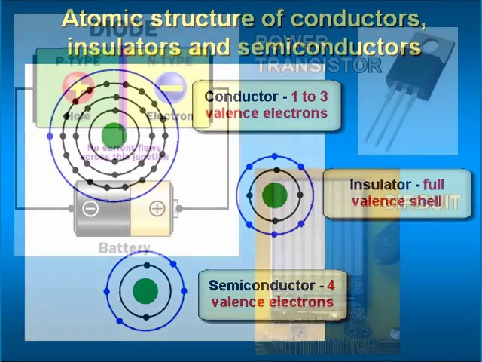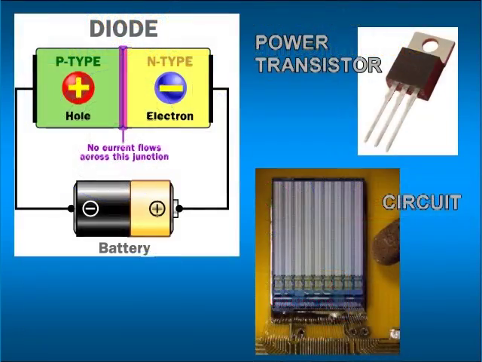Specially treated semiconductors are used to make diodes, transistors, and high-density integrated circuits, which make possible many modern electronic devices which we all enjoy and appreciate.